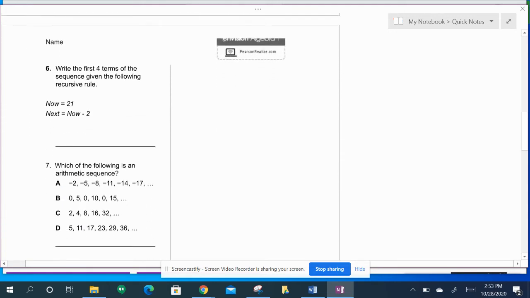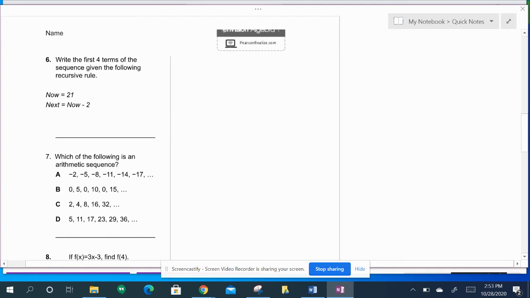Number 6 is very similar, still looking for the first 4 terms of the sequence, but this time we're using a recursive rule. So remember, the first number tells me the first term, so I'm starting at 21, and then to find the next term, it says take the previous term minus 2. So 21 minus 2 would be 19, and then 19 minus 2 would be 17, and then 17 minus 2 would be 15. So there are my first 4 terms.